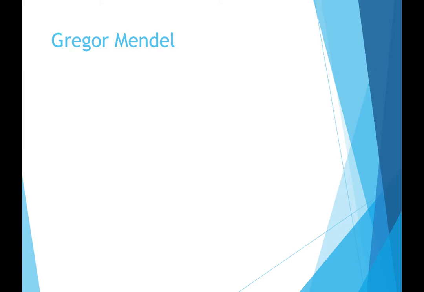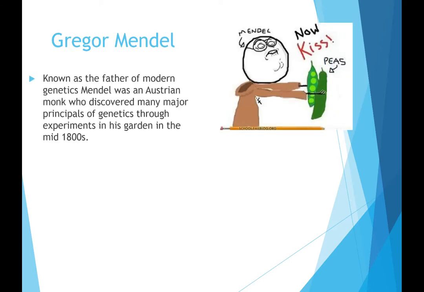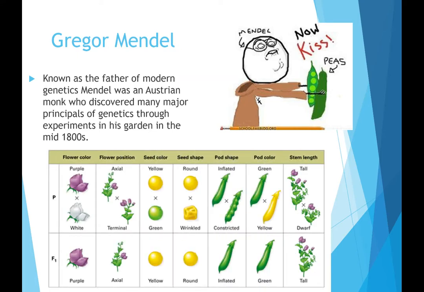All right, before we talk about any of this stuff, you can't talk about the monohybrid cross without talking about this guy, Gregor Mendel, who was an Austrian monk back in the 1800s, and he actually discovered a lot of these concepts of genetics through his experiments making peas have sex, okay? The results of his experiments are shown here, and he found out the inheritance of flower color, flower position, seed color, shape, pod color, stem length.